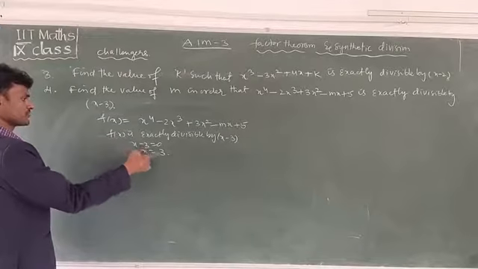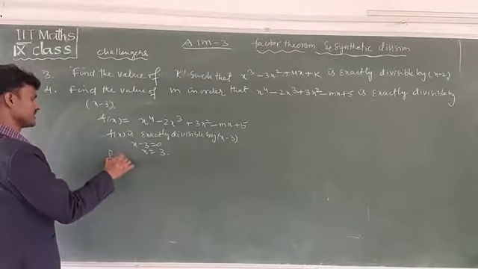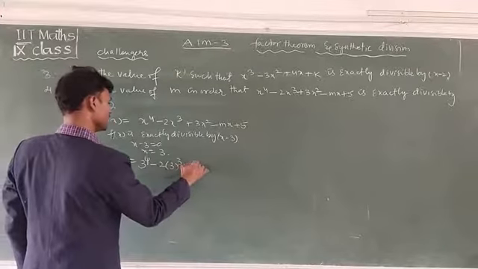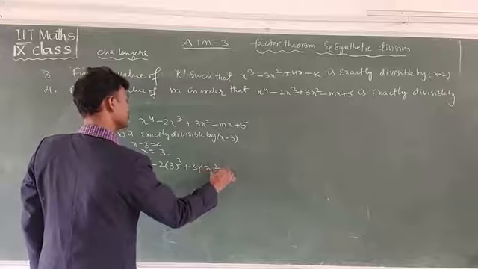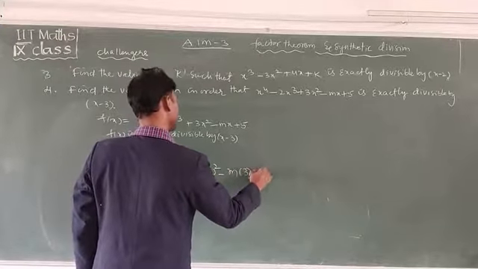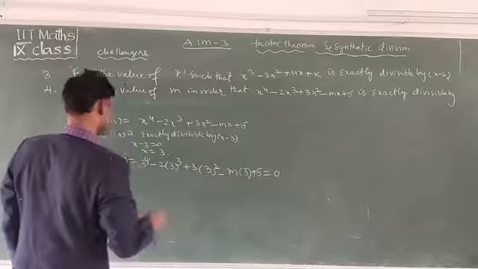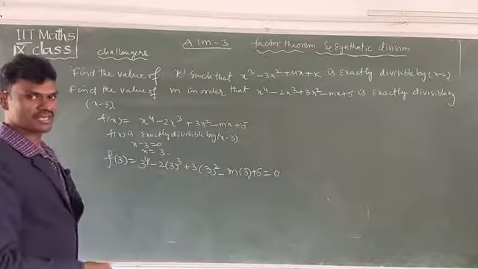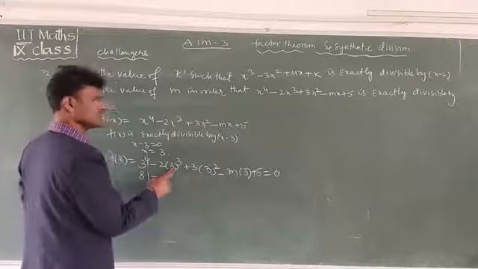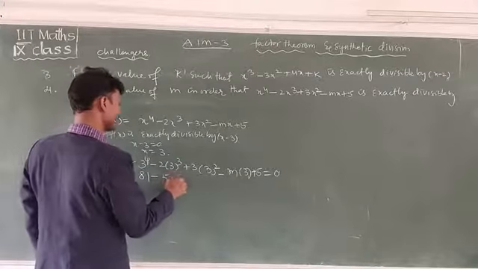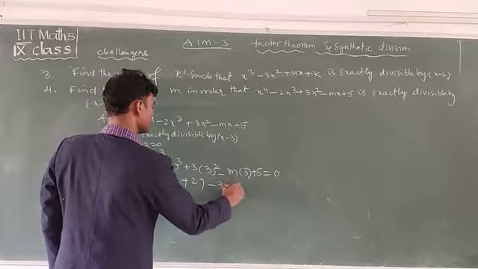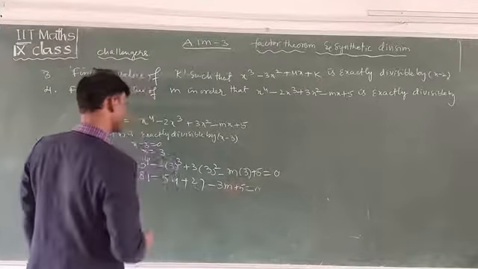Then x instead of, you can substitute here 3. Then f of 3 is equal to 3 to the power of 4 minus 2 into 3 cube plus 3 into 3 square minus m into 3 plus 5 is equal to 0. Now this is 3 to the 4. 3 into 3, 9. 9 3s are 27 into 3, 81. Minus 3 cube 27 into 2, 54. Plus 3 square 9, 9 3s are 27. Minus 3m plus 5 is equal to 0.